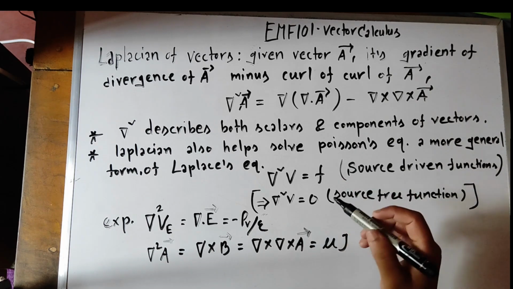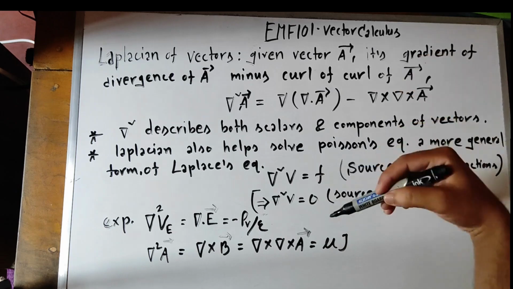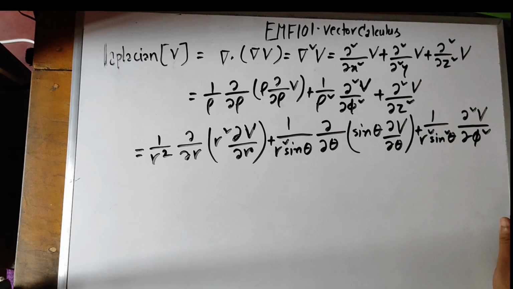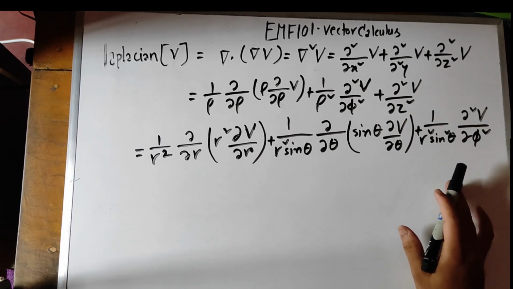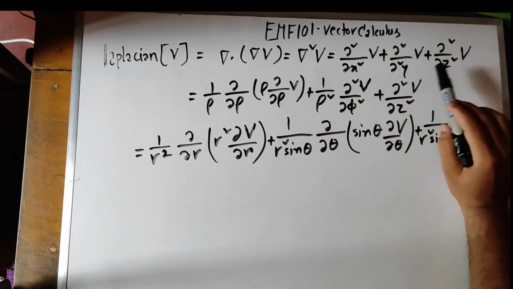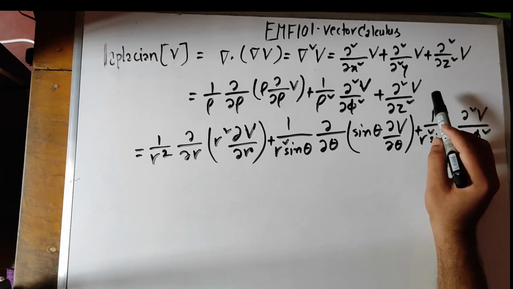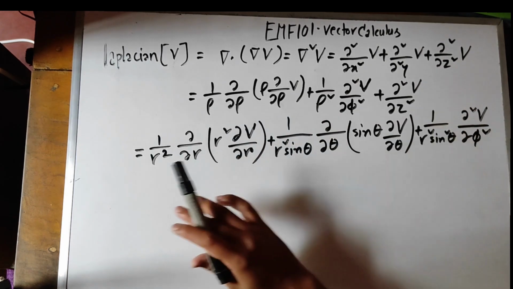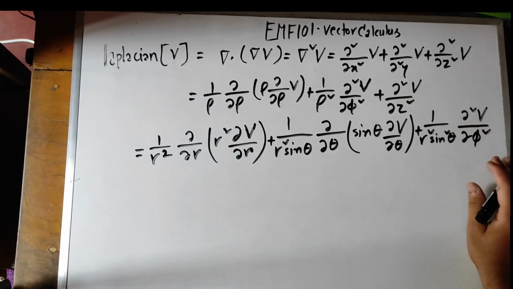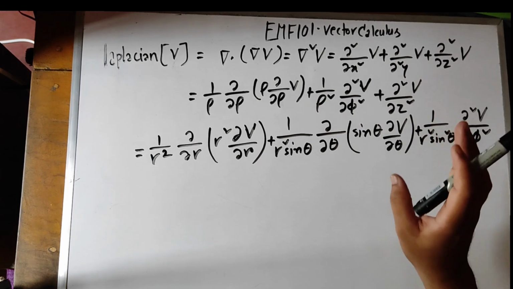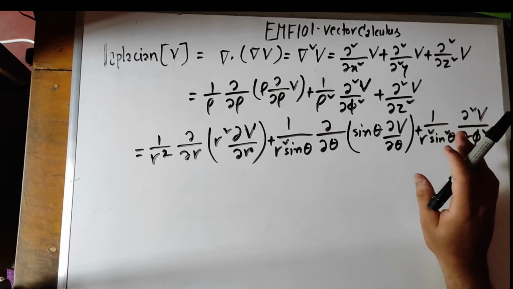Before solving, let's describe the Laplacian operation in the respective coordinate systems. The Laplacian operation in the respective coordinate systems is expressed like this. In Cartesian system, the operation looks like this. In cylindrical coordinate system, the Laplacian operation looks like this, and in spherical coordinate system, this whole big operation. So now let's go to the problem solving part. Let's directly use this formula and get the result.